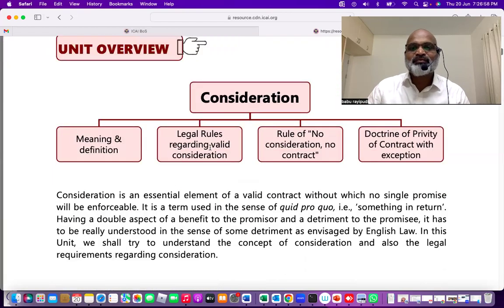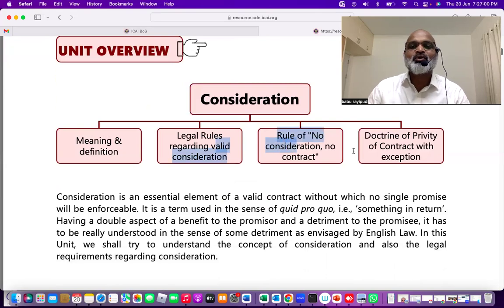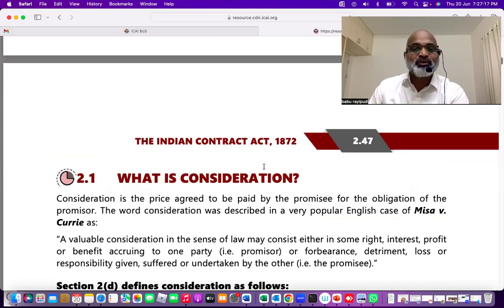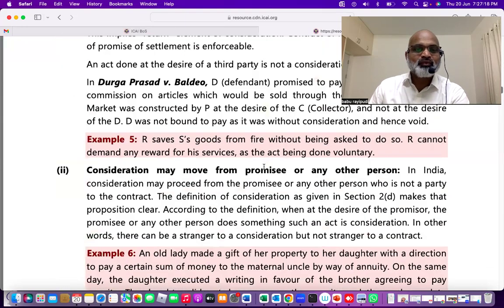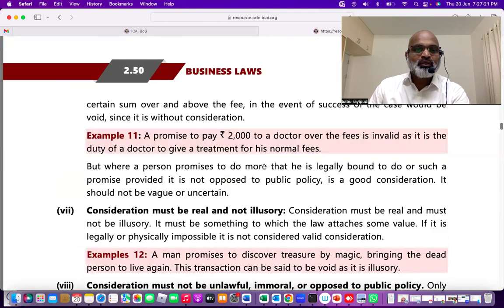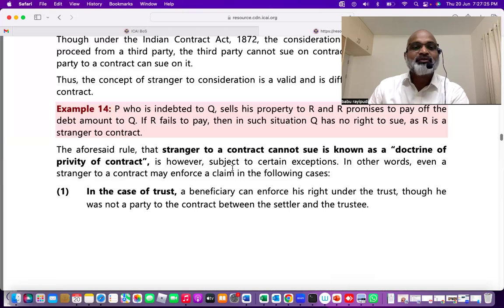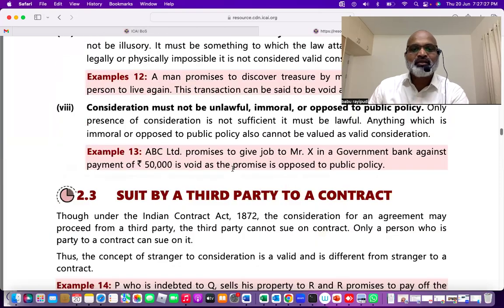In consideration, there are 3 important concepts in the boxes itself. One is what are the legal rules for valid consideration? Number 2, what is the general rule that no consideration, no agreement, but what are the exceptions? Just now we studied. These 3 points you remember, reading is easy, but make sure you remember the sections. Then privity of contract, right?